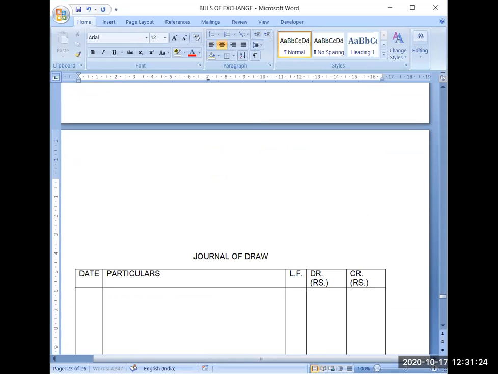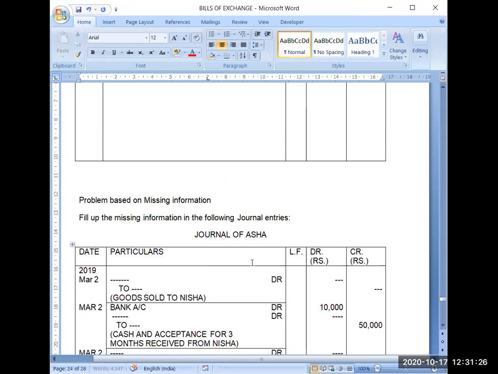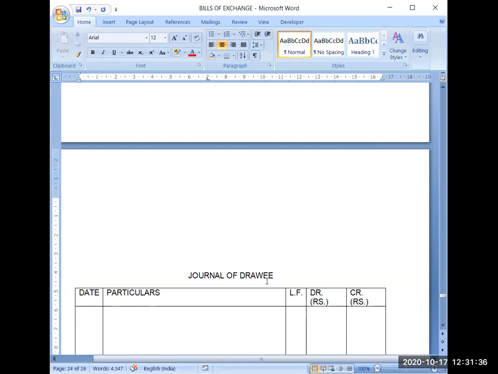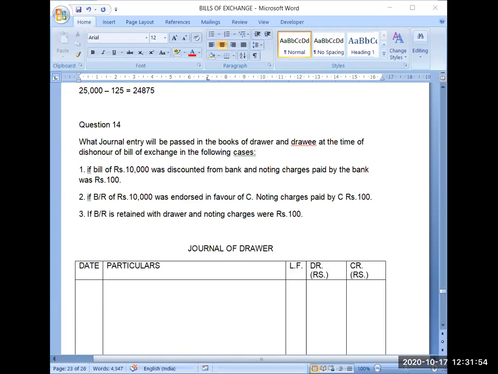So we should be knowing the meaning of drawer and drawee that we have discussed in the beginning of this chapter. The drawer means the person who is writing the bill of exchange, who is selling the goods on credit. And drawee is the person who has purchased goods on credit and who will be accepting the bill for payment on a particular date. Now see, first transaction has been given, and the transaction has been asked for at the time of dishonor of bill of exchange in the following cases. For the dishonor of bill, the journal entry has been asked. Okay.